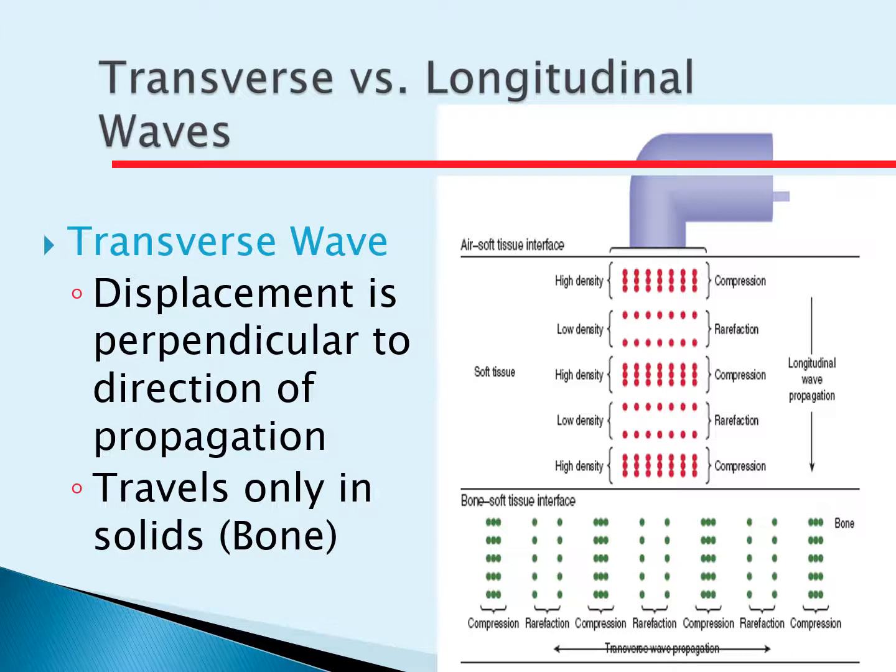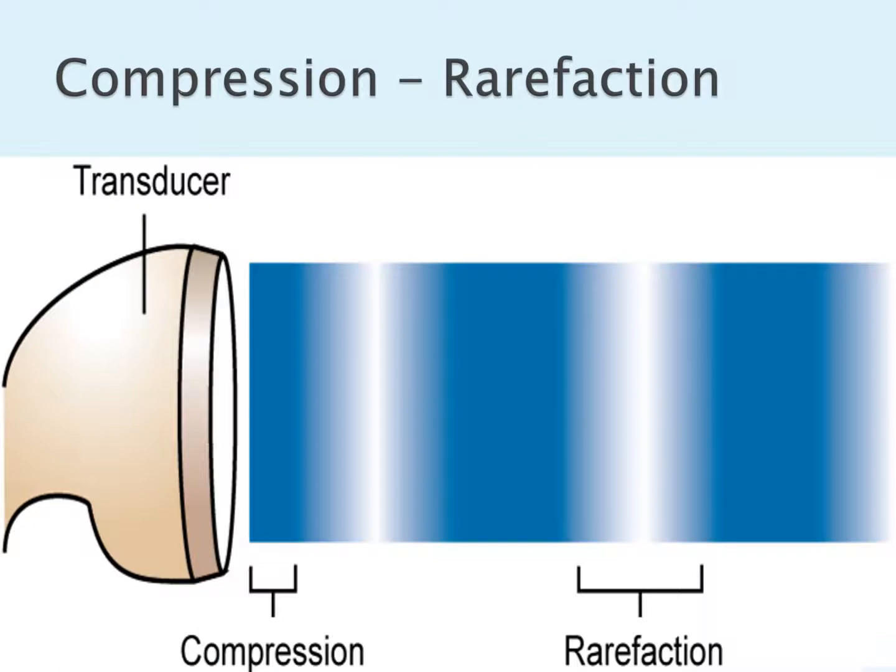I'm going to say that again. Longitudinal waves are your soft tissue waves. The transverse waves are your solid tissue waves, primarily bone.